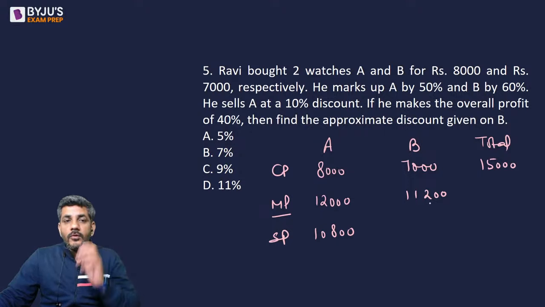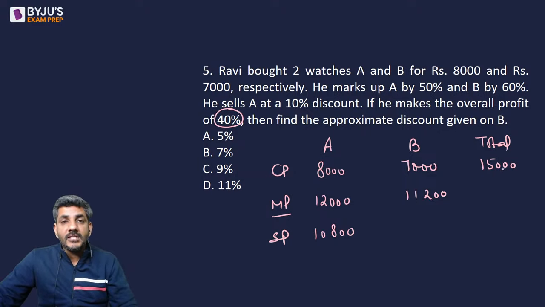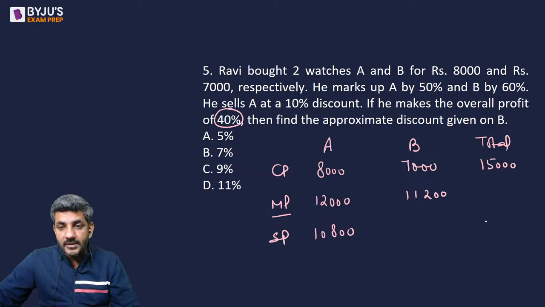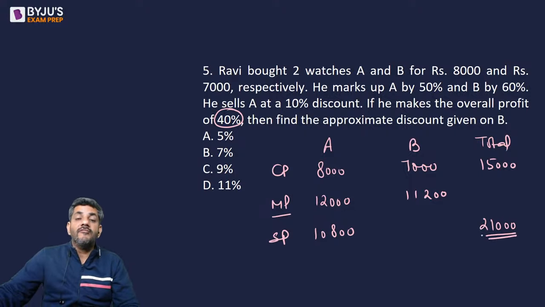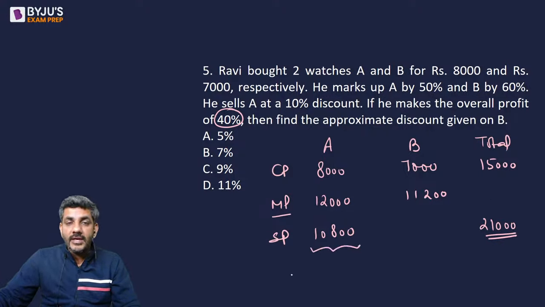If he makes the overall profit of 40%, what is his overall selling price? He has to make a profit of 40%. 40% of 15,000 is 6,000. That means he wants to sell both the watches for a total of 21,000 rupees. Out of 21,000, 10,800 is already sold through A. So that means B should be sold for 10,200.